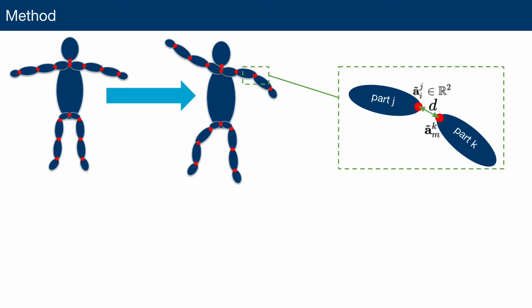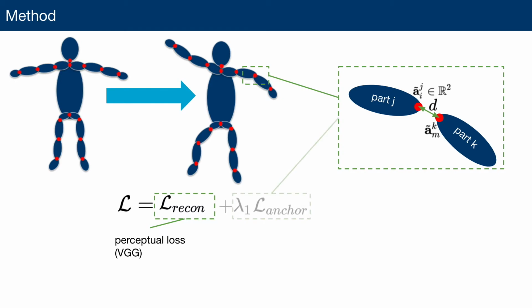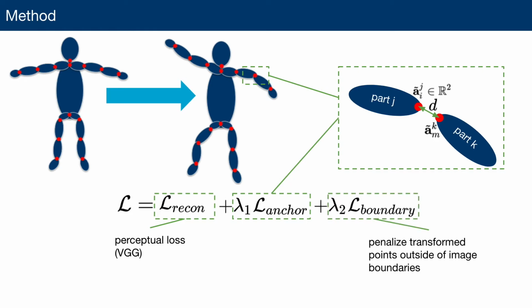Our overall objective function is the sum of 3 components. The reconstruction loss, implemented as the perceptual loss between the reconstructed and the original frame. An anchor loss, defined as the mean Euclidean distance between anchor point pairs of neighboring body parts after transformation. And a loss that penalizes transformed points that lie outside of the image boundaries. We train our model end-to-end in this fashion, and we found both the anchor and boundary loss to be crucial for stable convergence, and confirmed this in additional ablation studies.